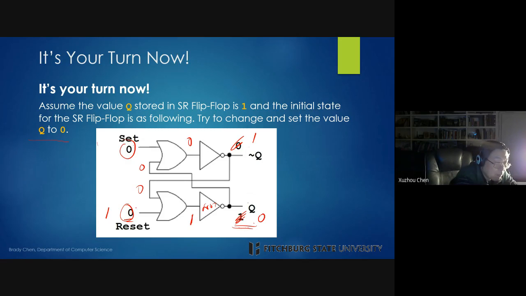Once I successfully set the Q to 0, I'm going to change this value back to 0. If I change back to 0, it doesn't change the result because this is 1. So this one changed to 1. Even if I change this one back to 0, it's still 1, and this is still 0. So then I get a stable value of 0.